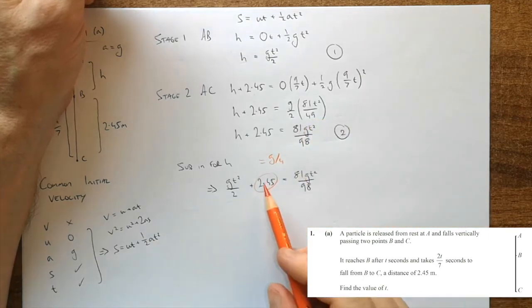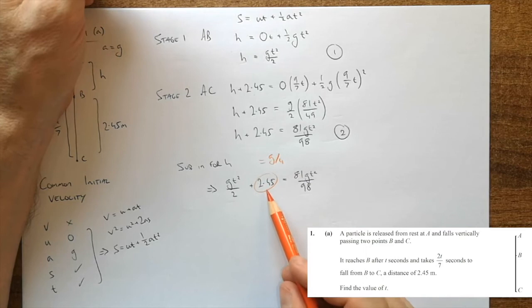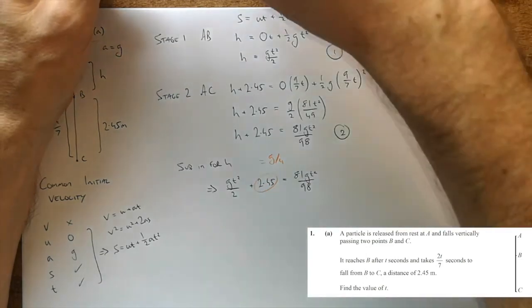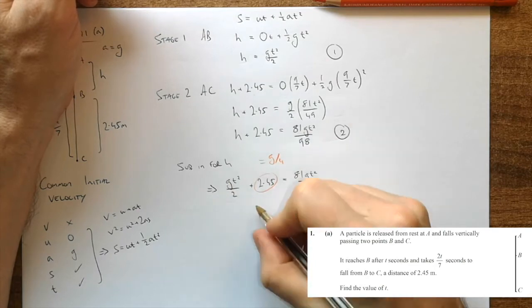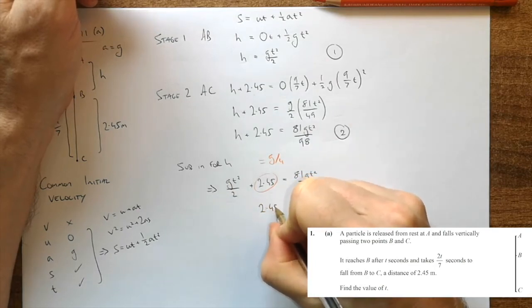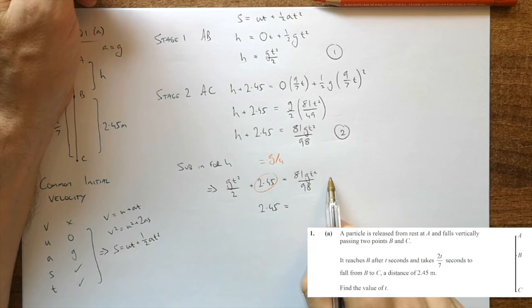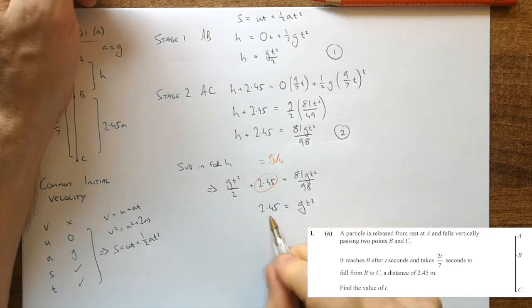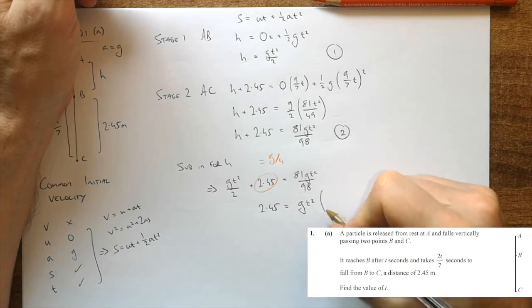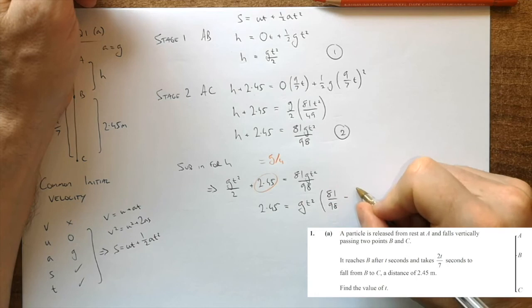Now, don't worry if you don't spot that. It does make the maths easier if you do, but it's not the end of the world. Your calculator is very good at this. So let's assume you don't spot it. We'll bring it over this side. 2.45, okay, because again, I want to get all my similar stuff on one side. So all my gt squareds, I'll put them over here. I'll break them up into 81 over 98 minus 1 over 2.